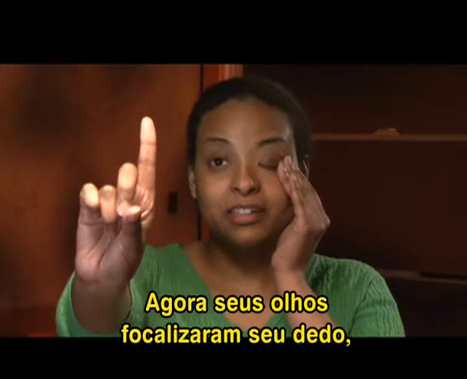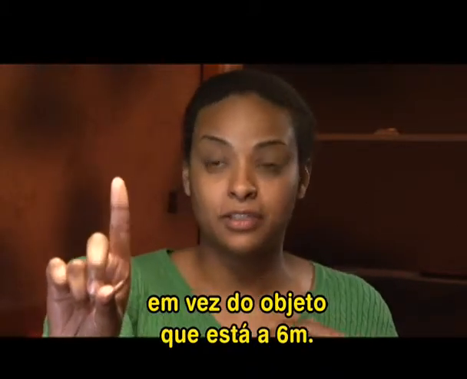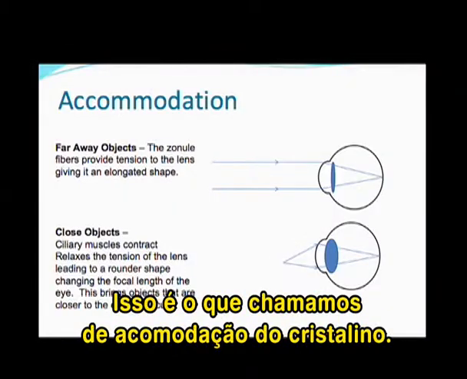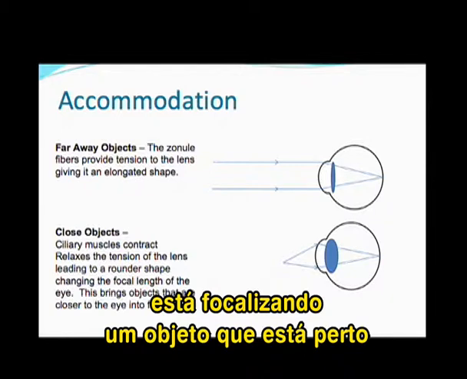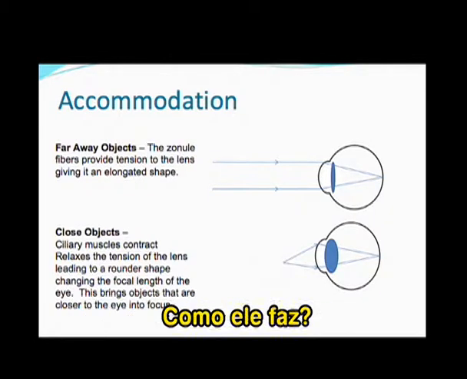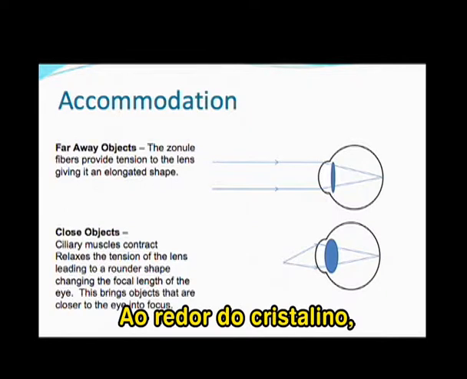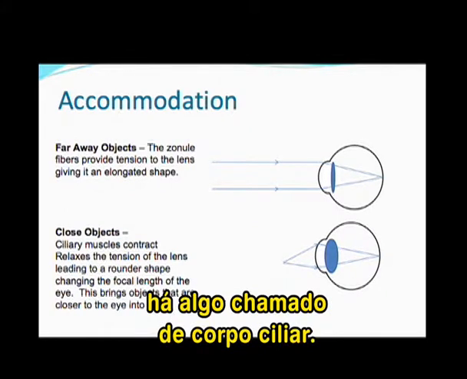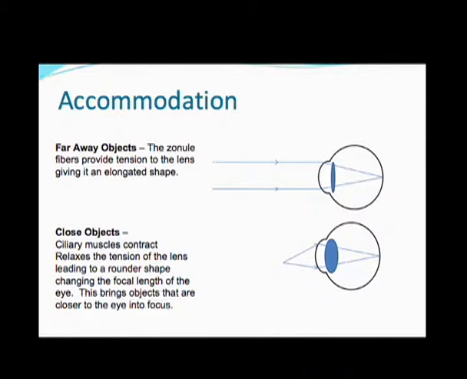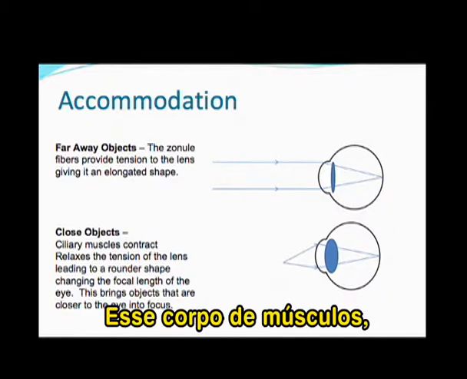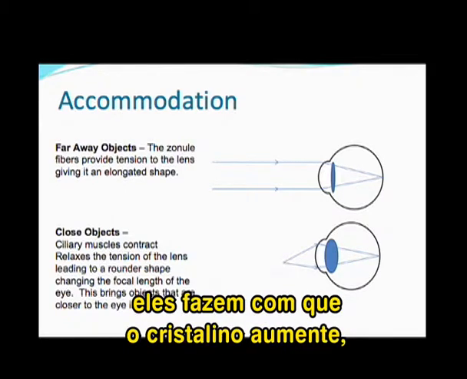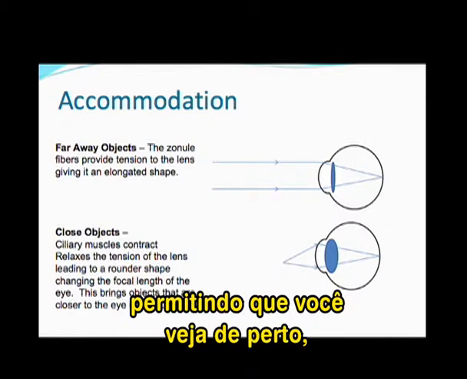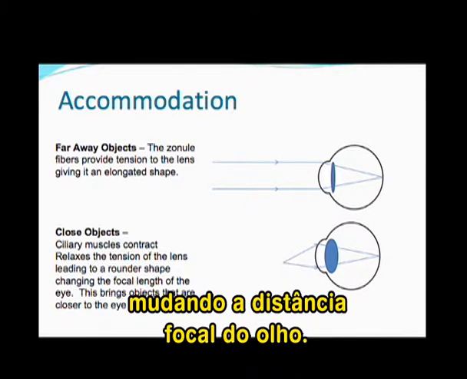So you should see that now your eye is focused on your finger instead of the object that's 20 feet away. This is what is called lens accommodation. The lens can accommodate depending on if you're focusing on an object that's close or an object that's far away. How does it do this? Well, surrounding the lens is something called the ciliary body. And this body of muscles, when they contract, actually causes the lens to get fatter, allowing for you to see up close and changing the focal length of the eye.